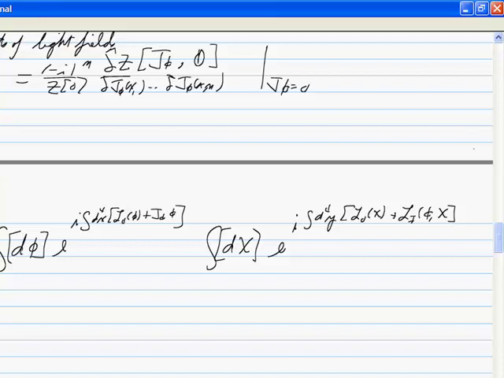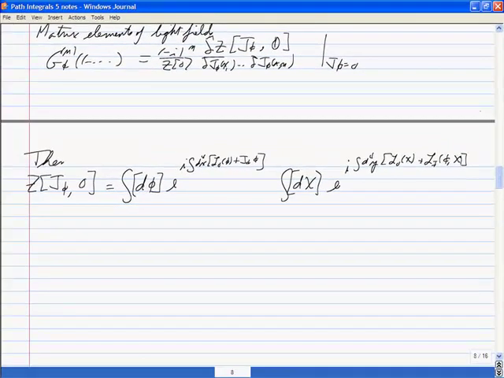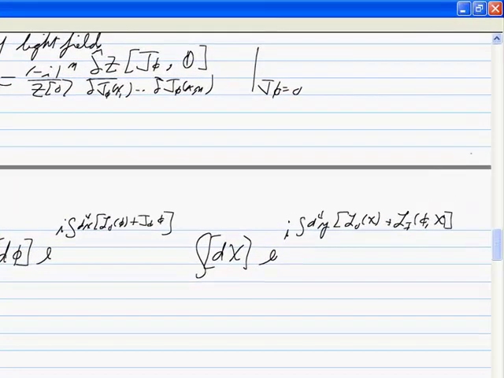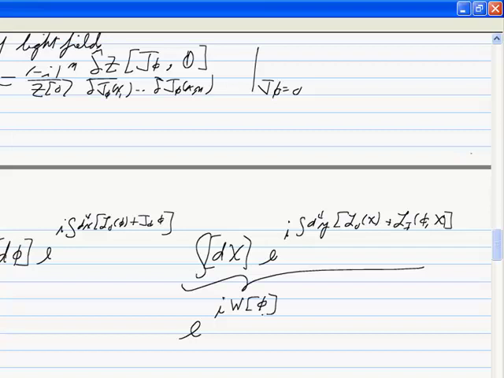So everything's not completely separated. This stuff doesn't depend on chi, that's good. This stuff does depend on phi though, through the interactions. So I can't just throw that away. I have to write this. Okay, this is e to the i W of phi. That's a functional of phi.